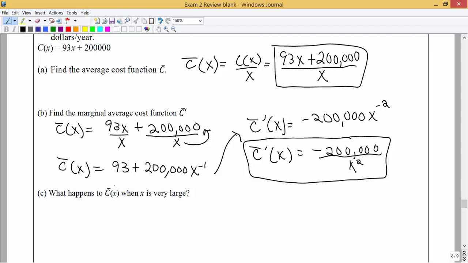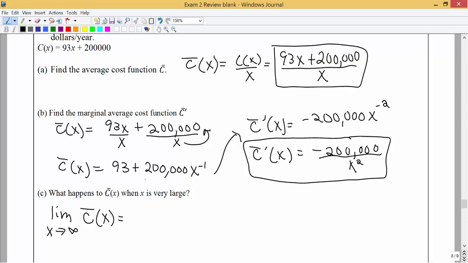We want to know what happens when X is very large. So we take our average cost function, and we're going to find the limit as X approaches infinity. So as X grows very large, what's happening to the average cost function?